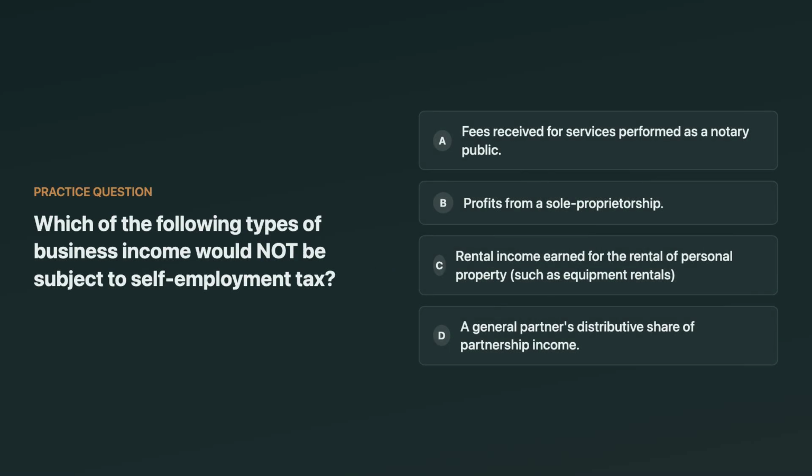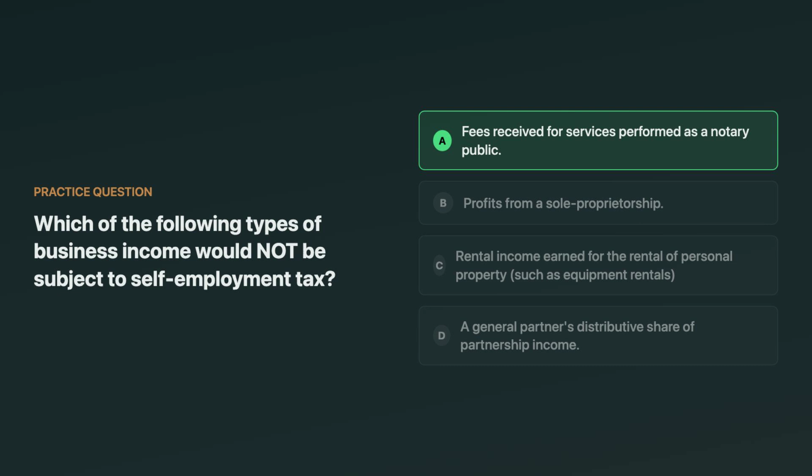Which of the following types of business income would not be subject to self-employment tax? The choices include fees for services performed as a notary public, profits from a sole proprietorship, rental income from renting personal property like equipment, and a general partner's distributive share of partnership income. Think about which one is specifically carved out from self-employment tax rules.